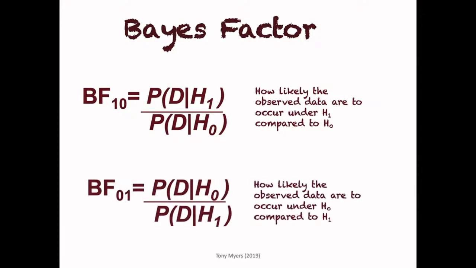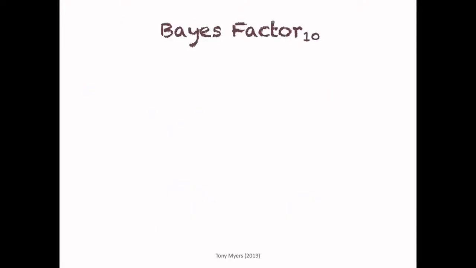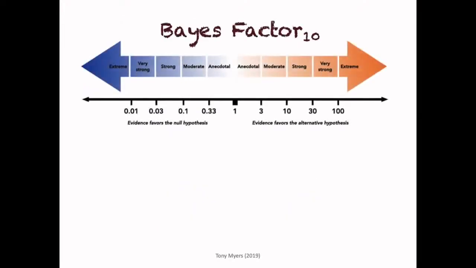Bayes factor 0,1 is the reverse. It's how likely the observed data are to occur under H0 compared to H1. So how likely is the no effect compared to an effect, for example. So Bayes factor 1,0, we've got a scale. 1 means equally likely either way. Evidence doesn't favour either the null or the alternative hypothesis.